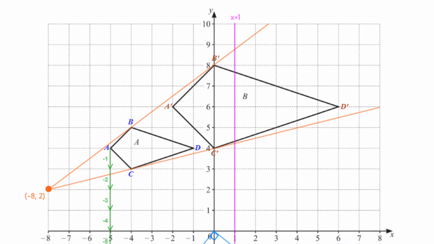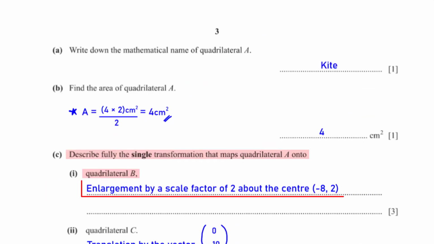Now we need to find the center of enlargement. To get this, we connect at least two corresponding points on shapes A and B. The intersection point of the lines is the center of enlargement, which in this case is (-8, 2). And so the full description for the transformation is enlargement by a scale factor of 2 about the center (-8, 2).